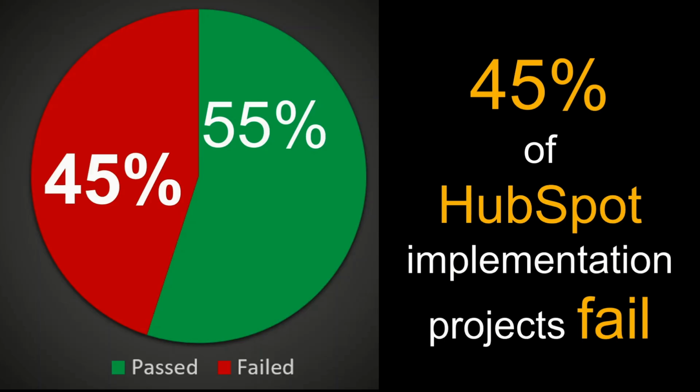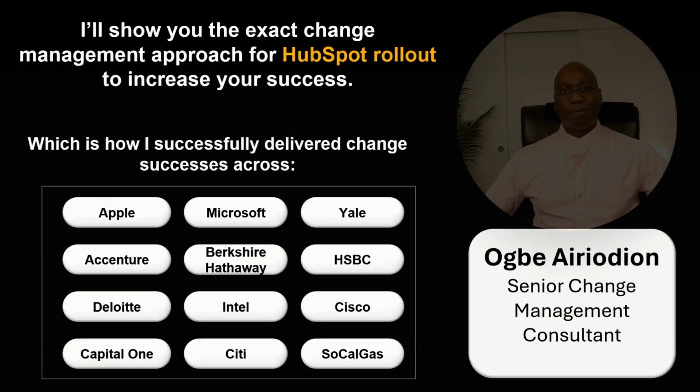Did you know that 45% of HubSpot implementations fail to achieve their objectives? Do you know why? One key reason is a lack of effective change management, which led to resistance and low adoption of the software.